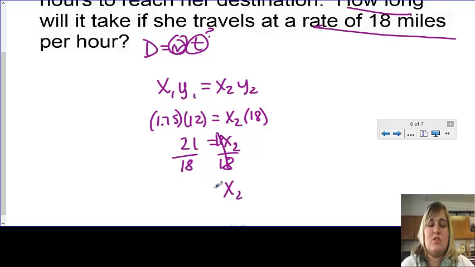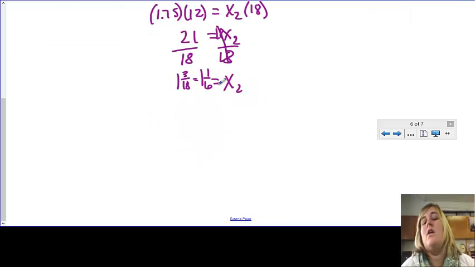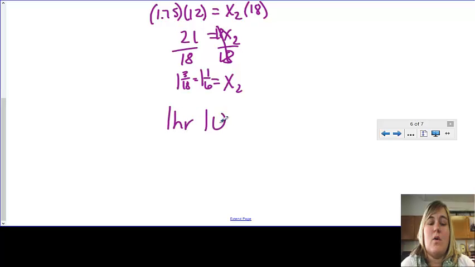I have x sub 2 is equal to, it'll go in one time evenly with a remainder of 3, so I have 3 over 18, which is the same as 1 and 1/6 hours, okay, which I could find an exact amount of time because a sixth of an hour is going to be 10 minutes, right? So 1 hour, 10 minutes. And that is my final answer.